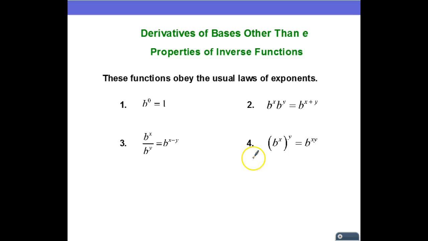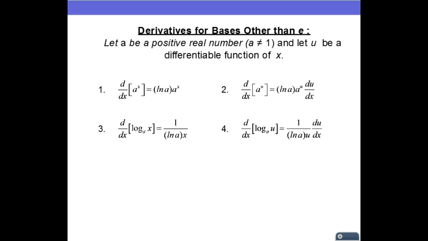Finally, we have the power rule for exponents, and that says b to the x to the y is equal to b to the x times y. Next, we have rules for taking the derivatives of both the powers and the inverse, which would be the logarithms. So the derivative with respect to x of a to the x is just equal to the natural log of a, the base, times a to the x.